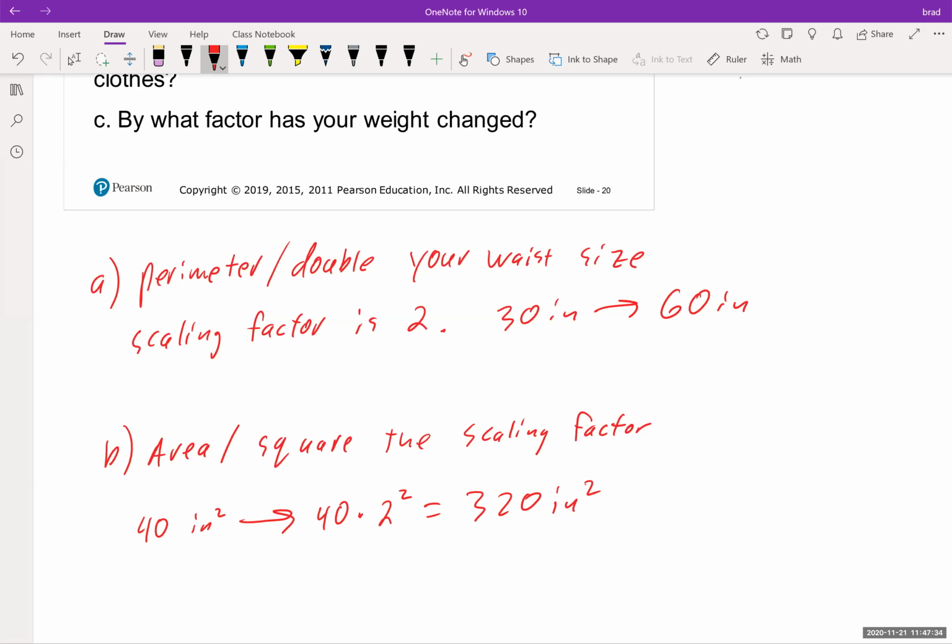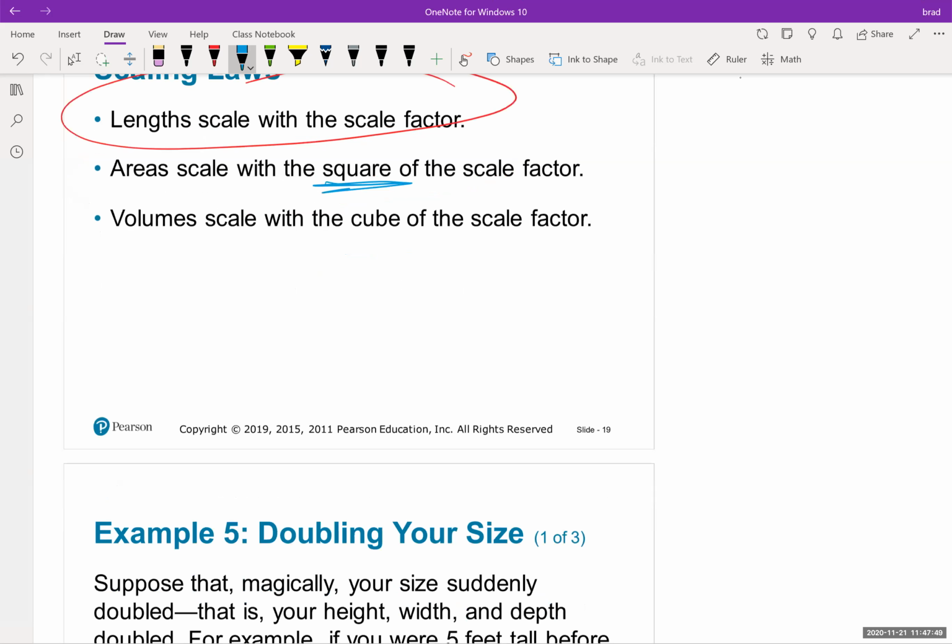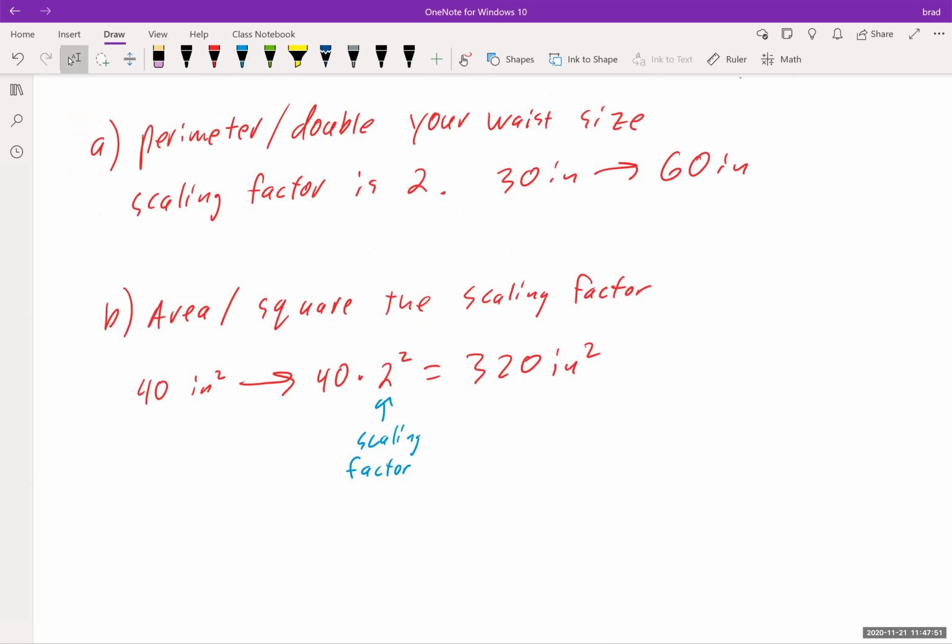The scaling factor was 2. Because it was area, it says up here you have to square the scale factor. They said double, right? You're going to double in size. So we are going to square that doubling, and that gives us times 4. That's not 320, what am I thinking? 40 times 4 is 160 inches squared. I don't know why I did 8. I think I did 2 cubed in my head or something like that.